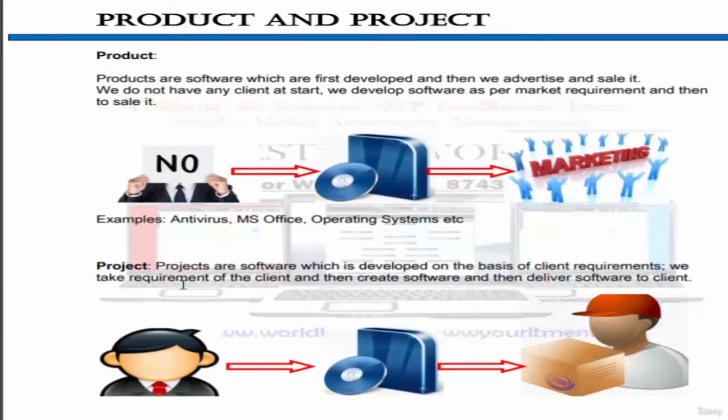Projects are software in which a client gives us requirements. On behalf of the requirements, we develop and test the software. Once the software is developed and tested, we deliver that software to the client. So here we have a client, we got requirements, we develop software according to them, and once it is developed and tested, we deliver it to the client. So project is the software developed on the basis of client requirements. That is a project.